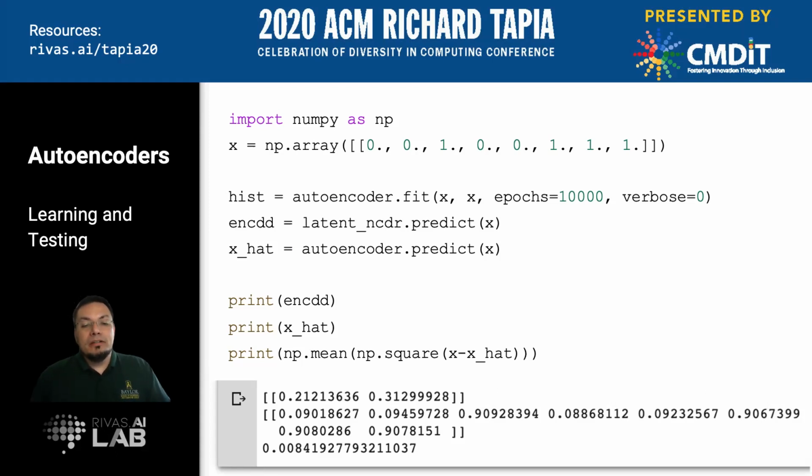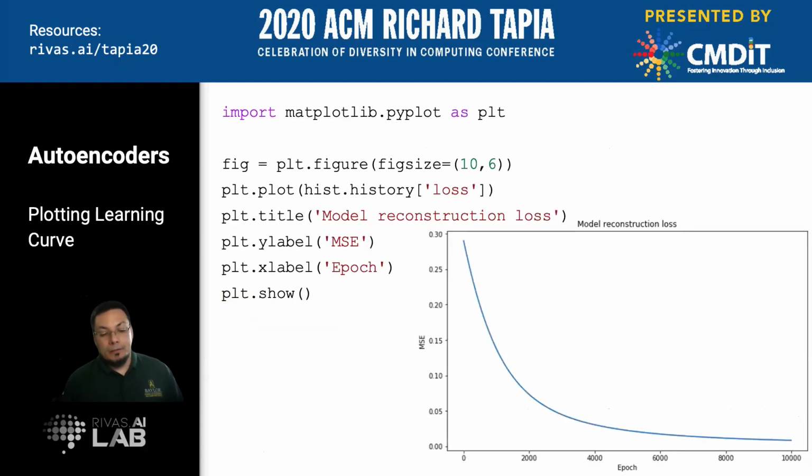And so we can also calculate the actual mean squared error by taking the input X and the prediction. We subtract, we square, and we take the average of that. And so the mean squared error for this particular training sample is 0.008. Okay, so hopefully this will get you started. But now let's do something a little more interesting.